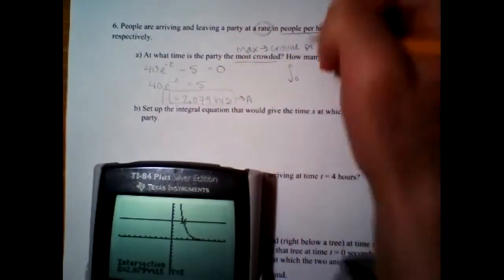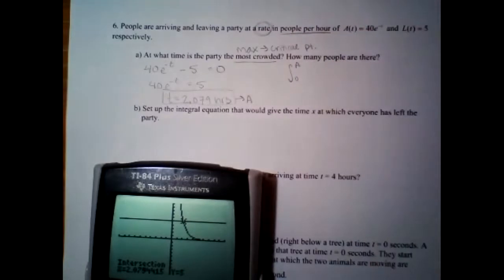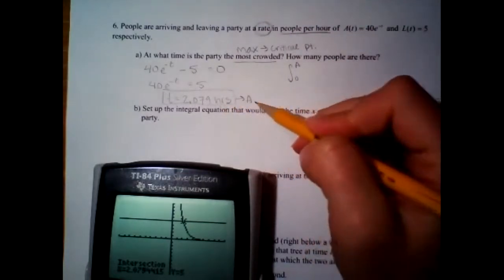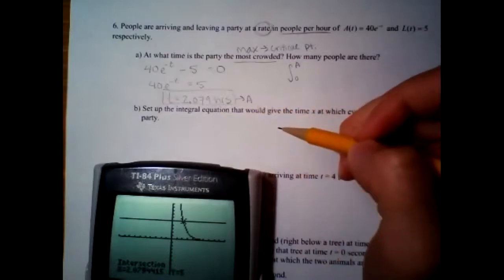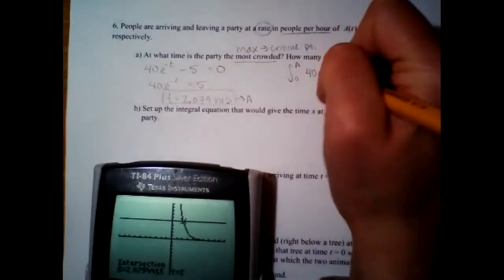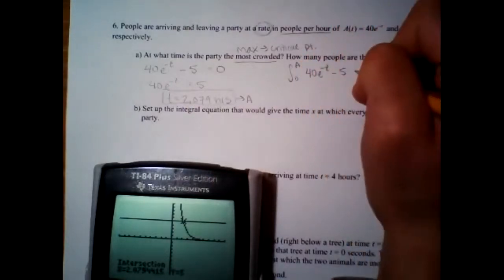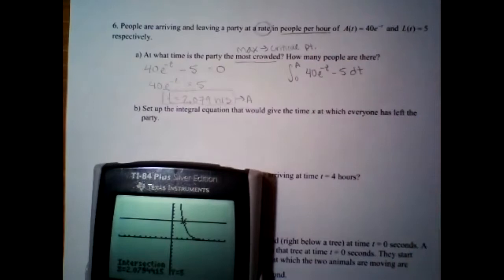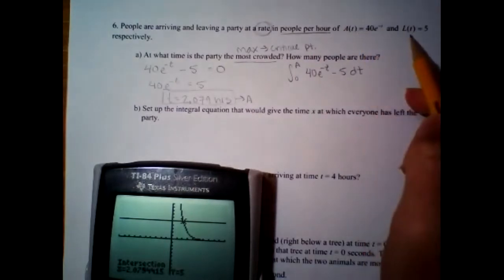I'll show you how to do that in just a second. We want to integrate or accumulate people from 0 until this time. I'm going to copy paste it. And then it would be rate in minus rate out. So the integral of 40e to the negative t minus 5 dt. Or again, you can write A of t minus L of t.